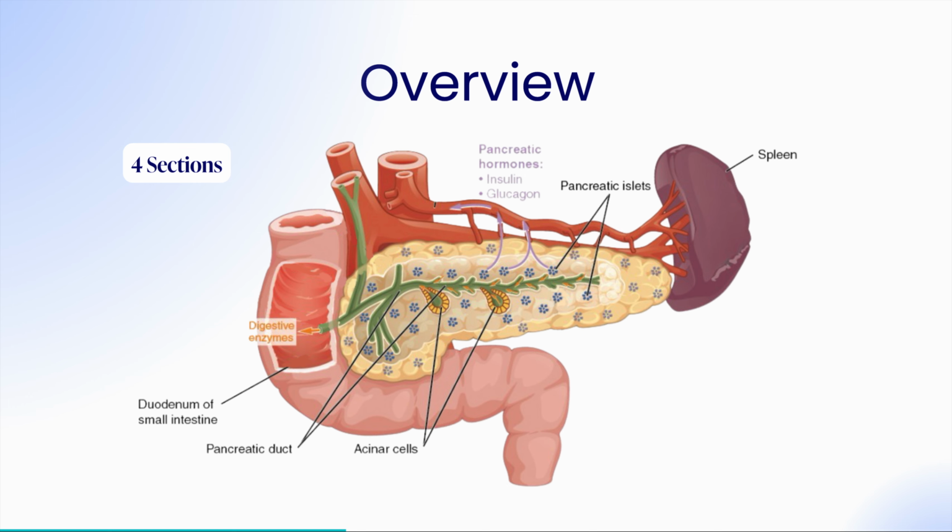And from this view, you can see a little bit more detail of where it is situated. So the pancreas is made up of four main sections. It's made of the head, the neck, the body, and the tail. And the head is near the duodenum right here, the first part of the small intestine, and then the tail is right here near the spleen and the right kidney, which is actually behind here.